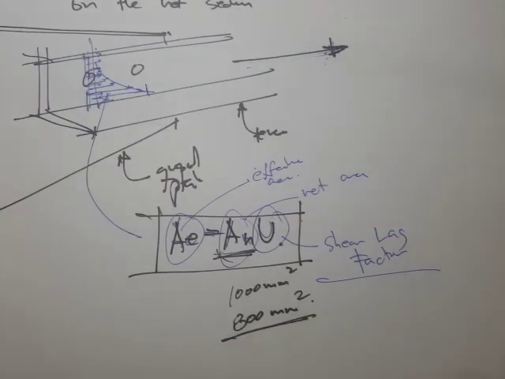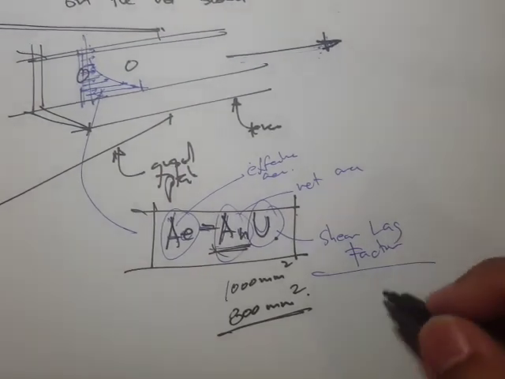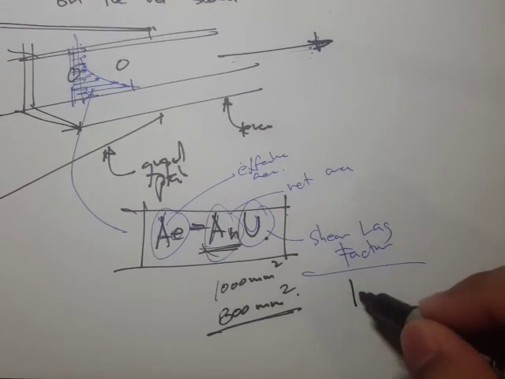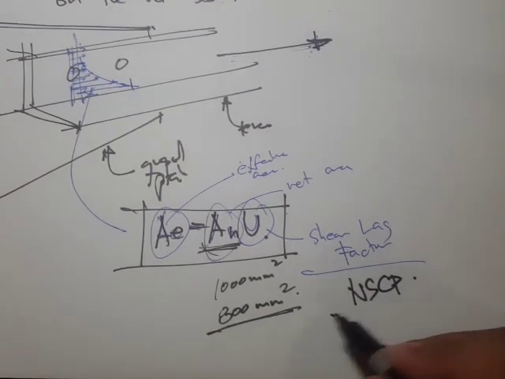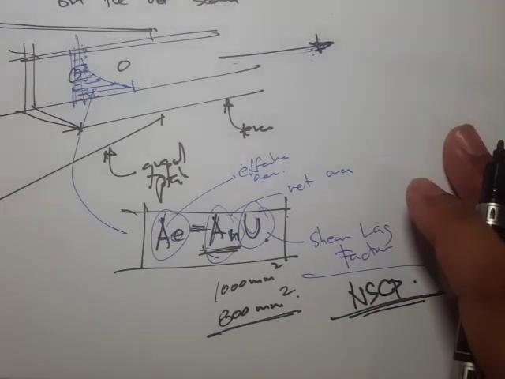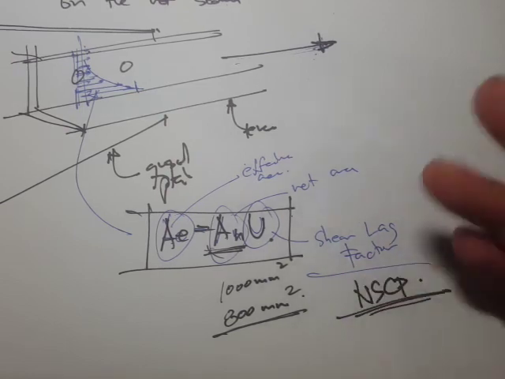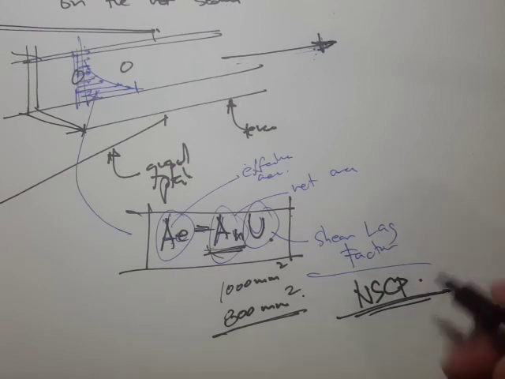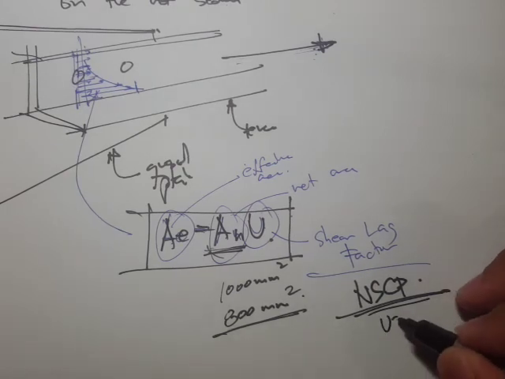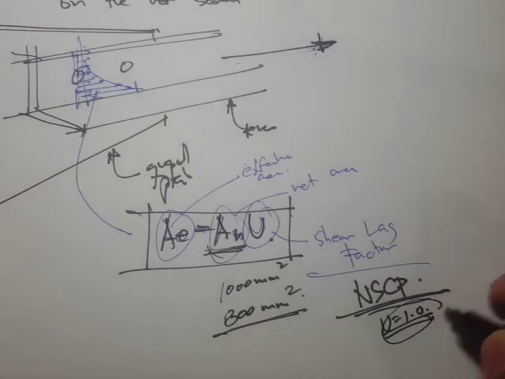Right, so this shear lag factor, where can you obtain this? You can obtain this from the table in NSCP, and in this class, unless otherwise given, we'll just assume a shear lag factor equal to 1.0.